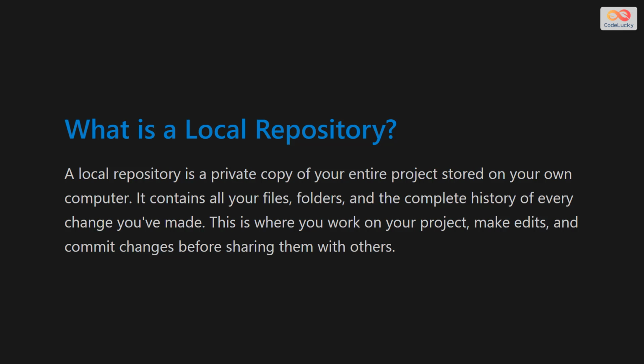First, let's talk about the local repository. This is where your project lives on your own machine. It is a complete directory with all your project's files and a hidden subdirectory called .git. This .git folder tracks every single change, creating a full history of your project right on your computer.